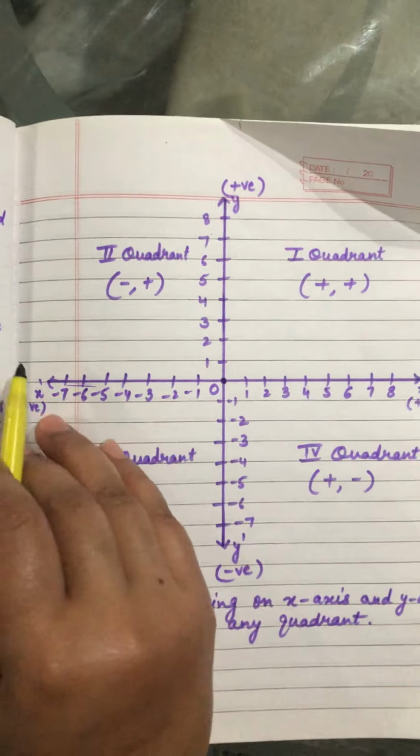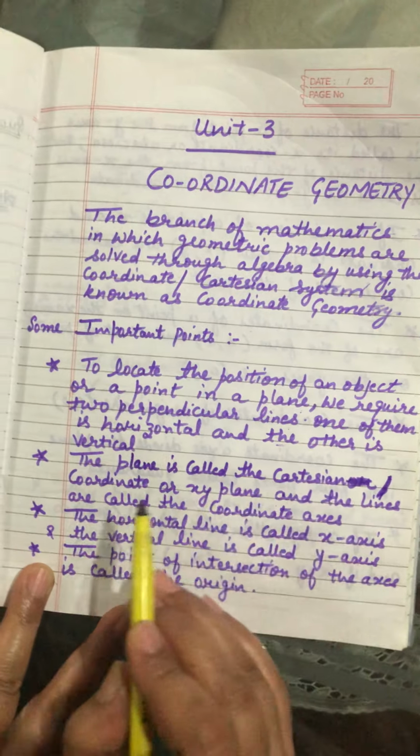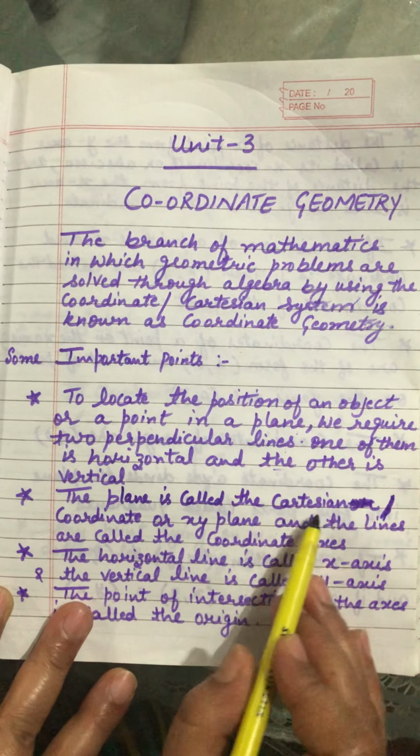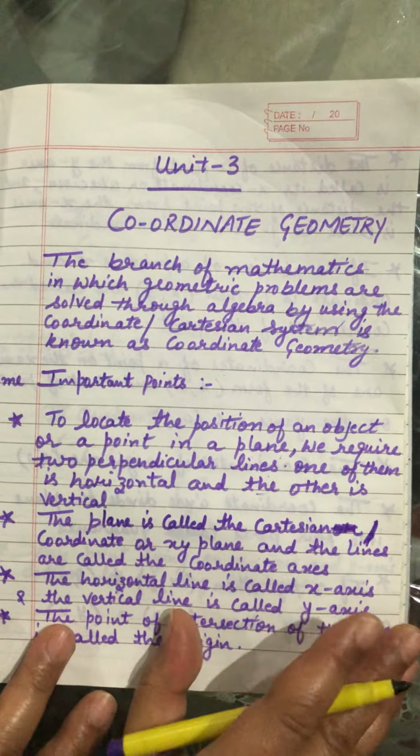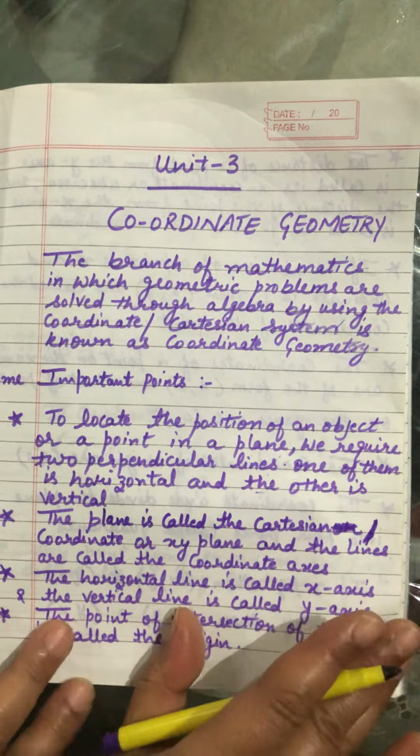The first point is clear to everyone, I think. The second point is that the plane is called the Cartesian coordinate plane or XY plane. The plane where the vertical and horizontal lines meet is called the Cartesian plane, coordinate plane, or XY plane. And this horizontal line and vertical line together are called coordinate axes.